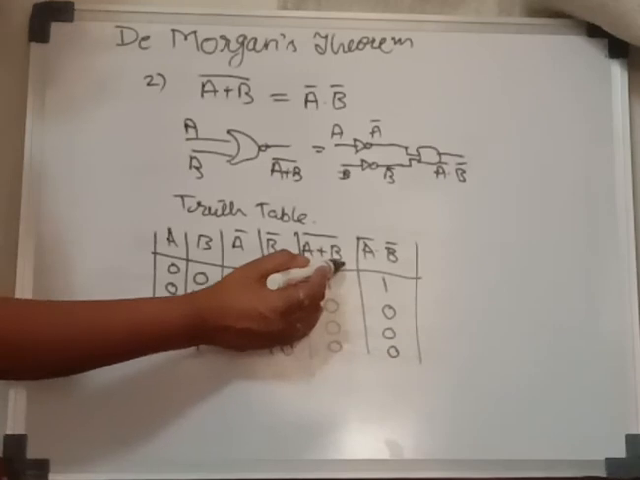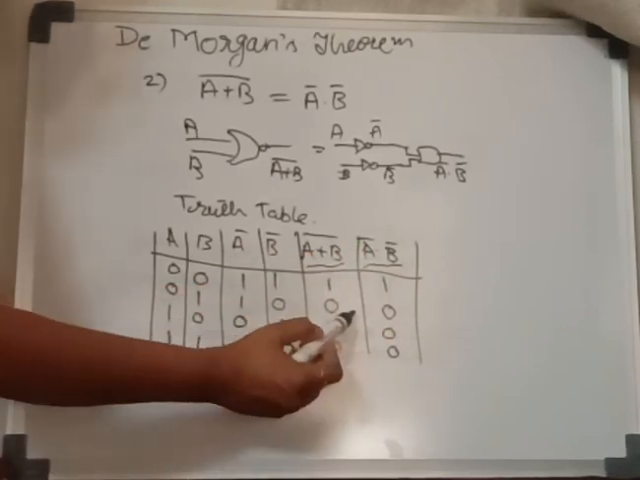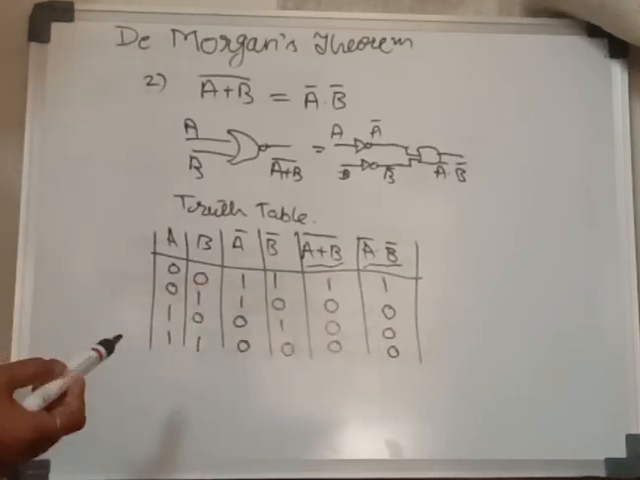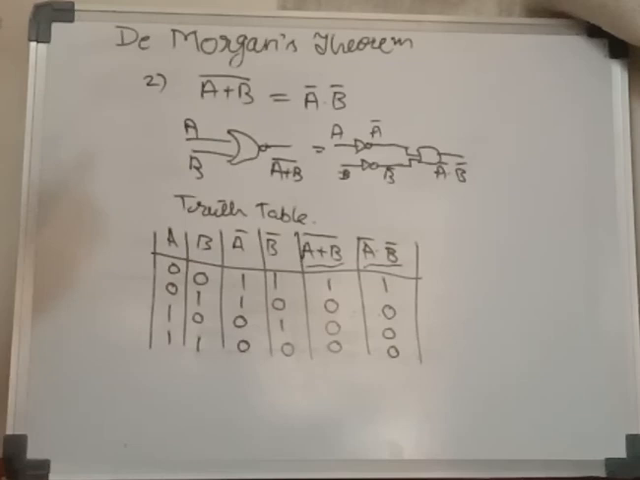So from these two columns it is clear that the two are equal and this proves the De Morgan's second theorem, that is negation of sum of A plus B is equal to negation of A dot negation of B, and this proves our second De Morgan's law.